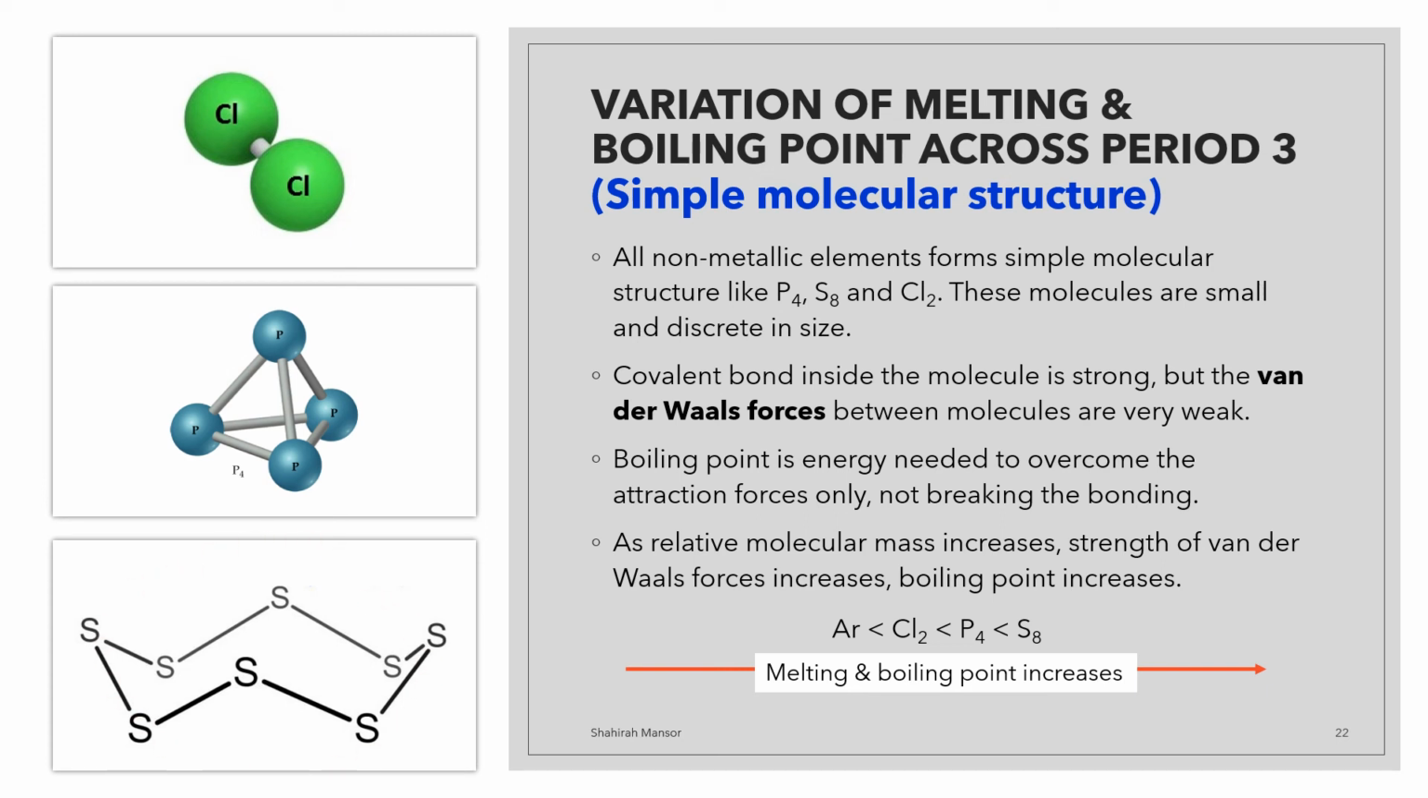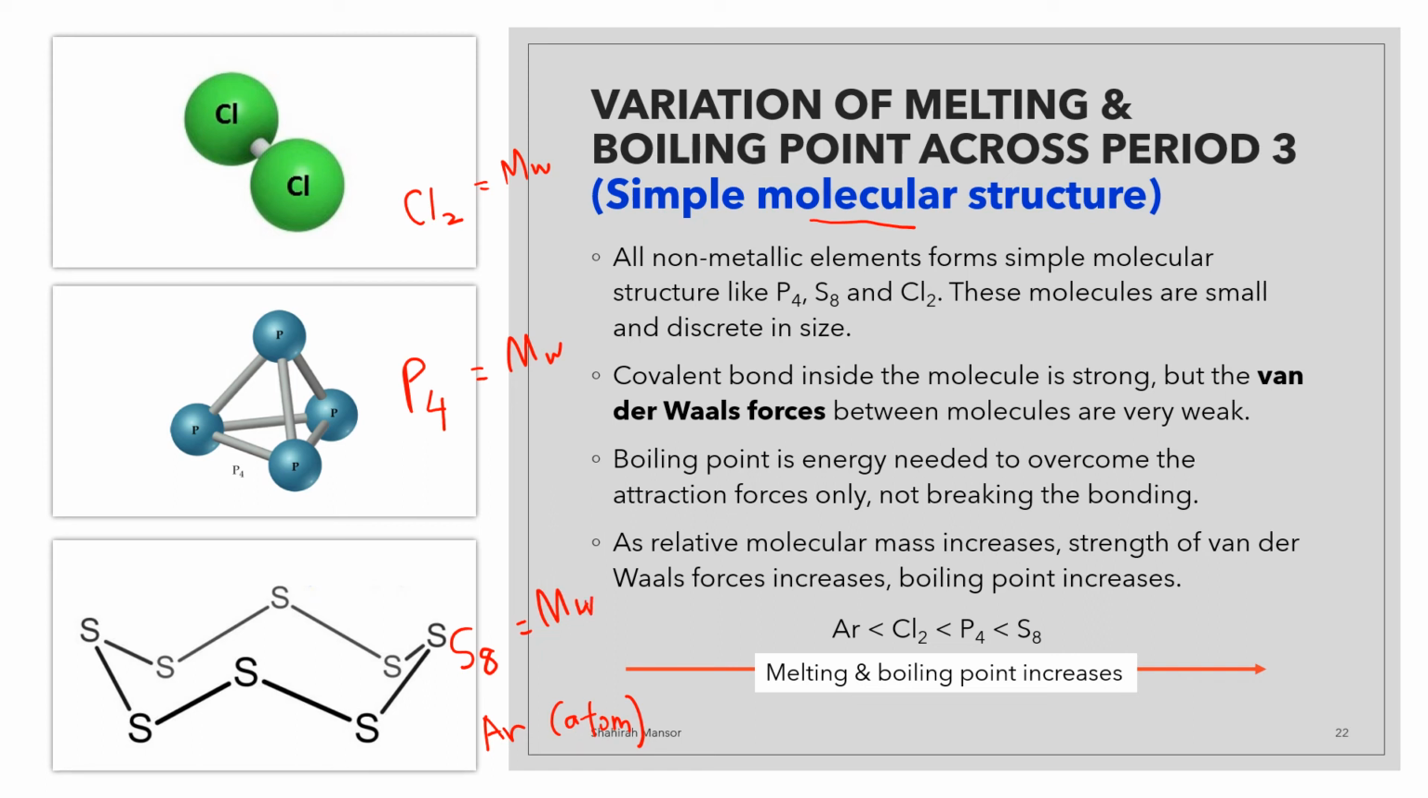So maksudnya di sini untuk nak discuss tentang variation of the melting and boiling point across period 3, kita akan bincangkan dalam bentuk molecule. Chlorine dalam bentuk Cl2, phosphorus dalam bentuk P4 dan sulfur dalam bentuk S8. Sementara argon will stand alone iaitu dalam bentuk atom. So there's no molecule untuk argon lah. So di sini daripada this structure ataupun this molecule, you can identify their molar mass dahulu. Kira berapakah molar mass untuk Cl2, P4 dan juga S8 together dengan argon lah.